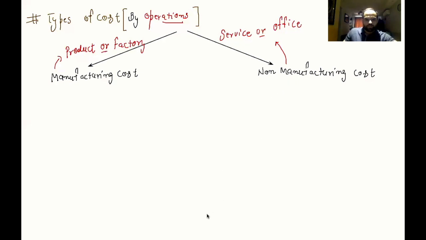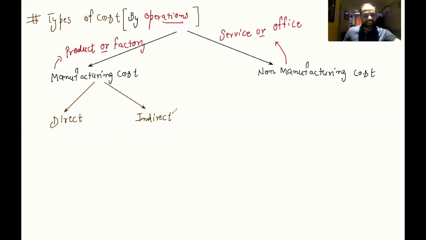Now, manufacturing cost is divided into two further parts, which are direct manufacturing cost and indirect manufacturing cost. Direct cost is any kind of cost which is directly involved in production, and indirect cost is indirectly involved in production. Now, direct cost is divided into another three parts.